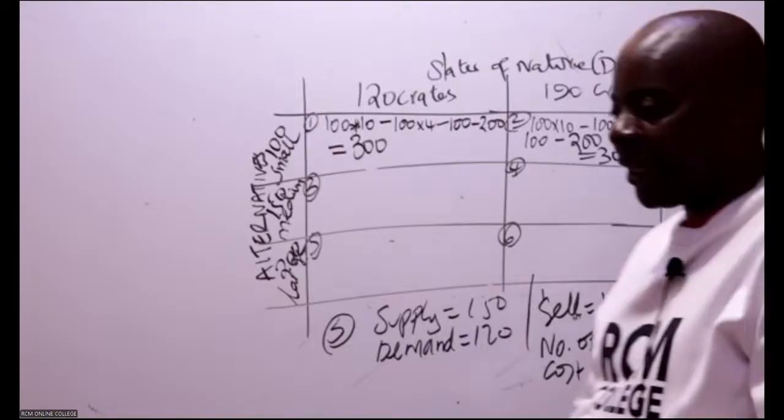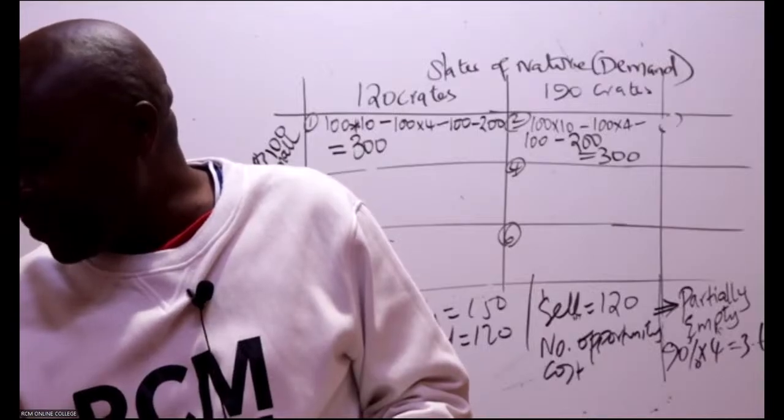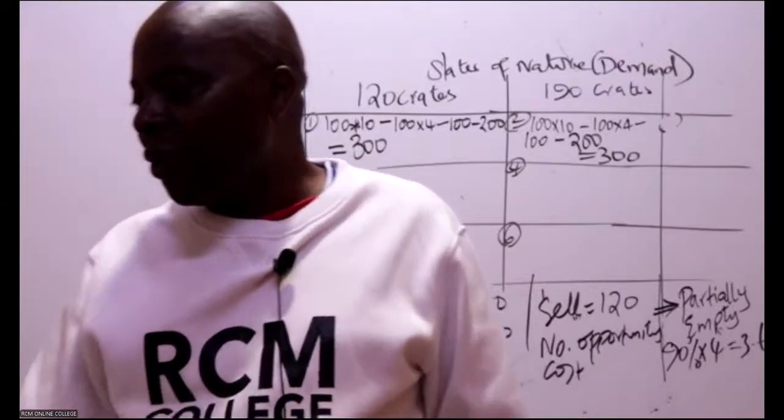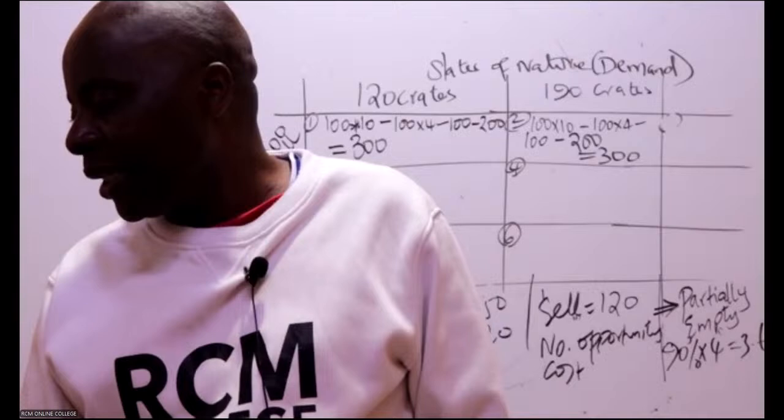Let me read this again. You guys are very bright. Because they have told me here, ladies and gentlemen, that the variable cost is 4 per crate for all van sizes, subject to the fact that if the capacity of the van is greater than the demand for crates in a period, then the variable cost will be lower by 10% to allow for the fact that the vans will be partly empty when transporting crates. So in this case, the variable cost will be 3.6.